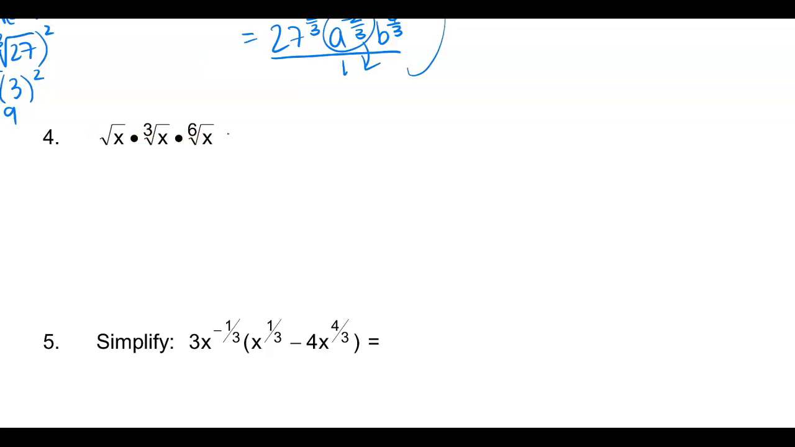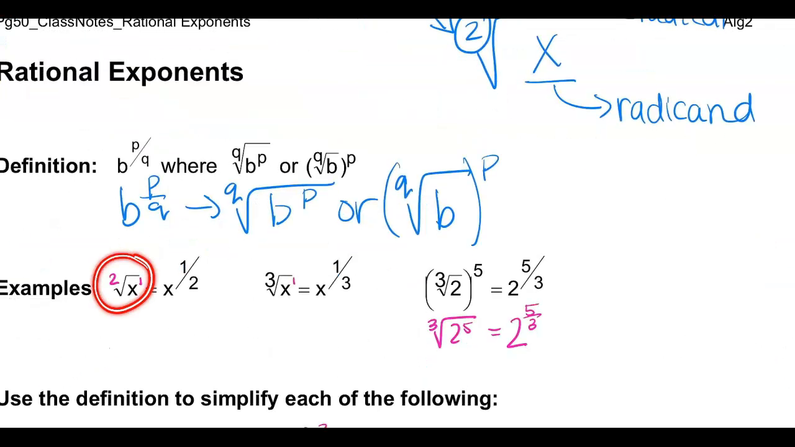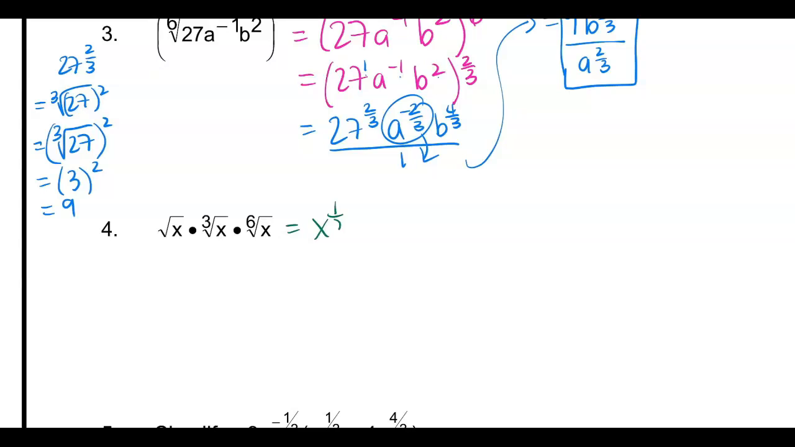So what I'm going to do instead is rewrite these in rational form. So we're going to make this x to the, what is this going to turn into as a fractional exponent or a rational exponent? If you look back on the first page, when you have just the square root of x, you can rewrite it as x to the 1/2 power. So down here, we're going to make this x to the 1/2 power times x to the 1/3 power times x to the 1/6 power.